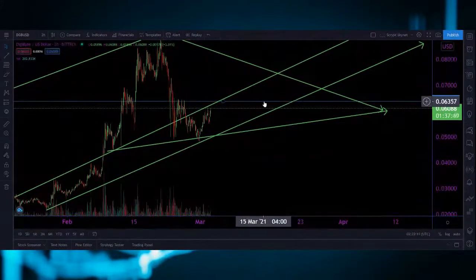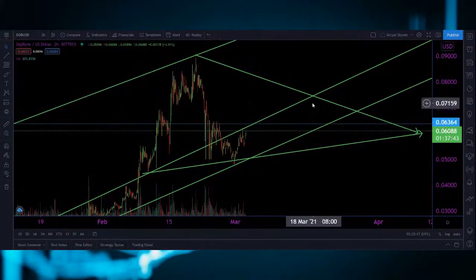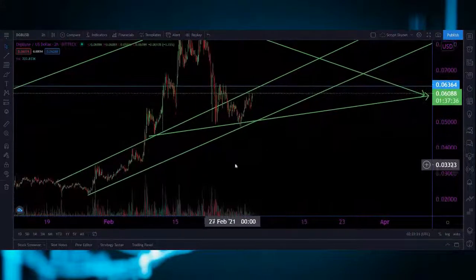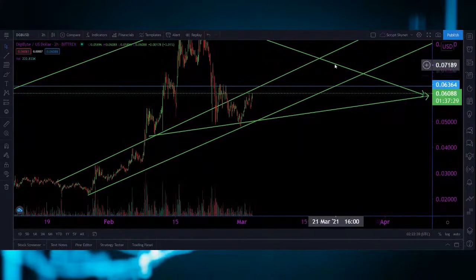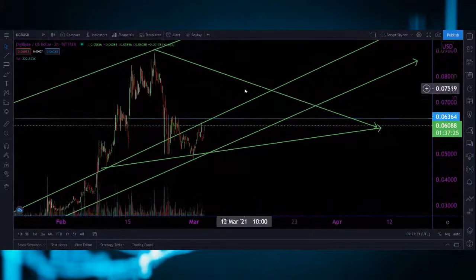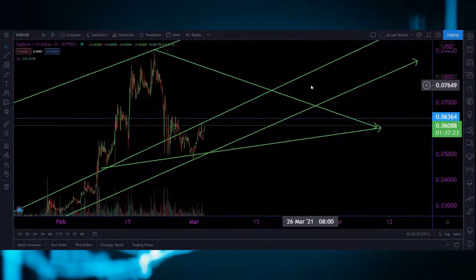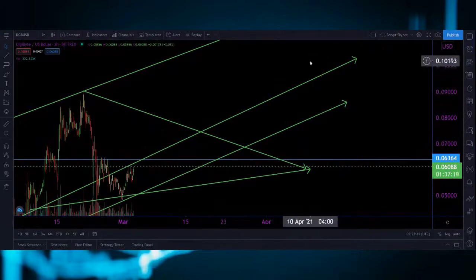We've got to break this blue line to make a lower high. We got to break this blue line, get in this area, and break out right up here. That way we have a nice breakout and then surpass this one up here.